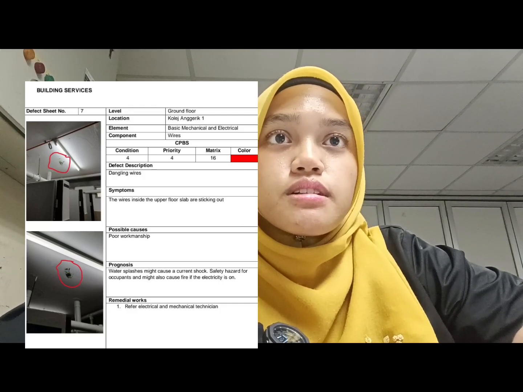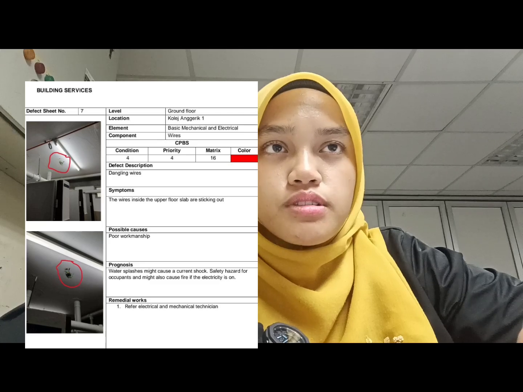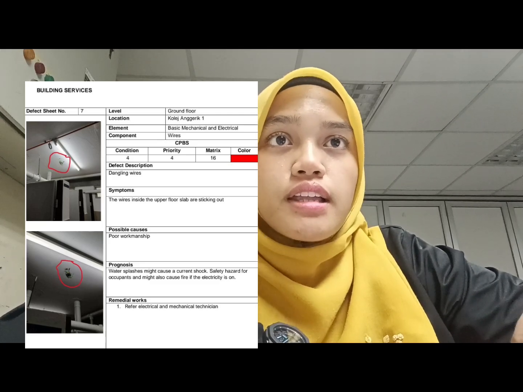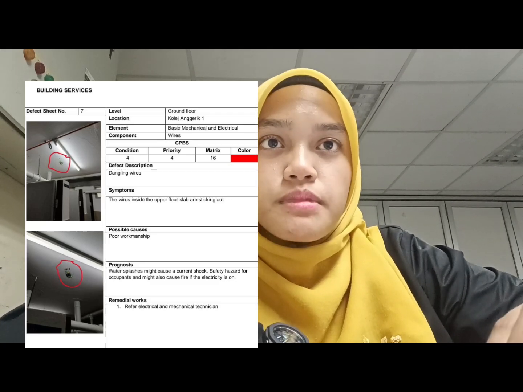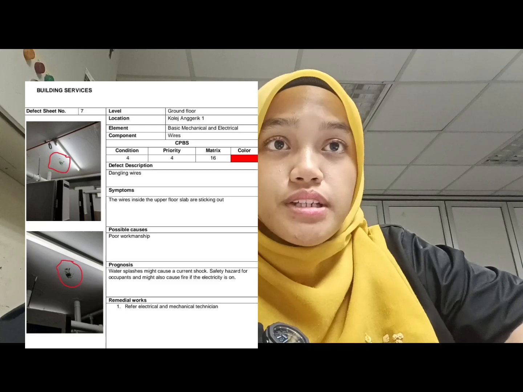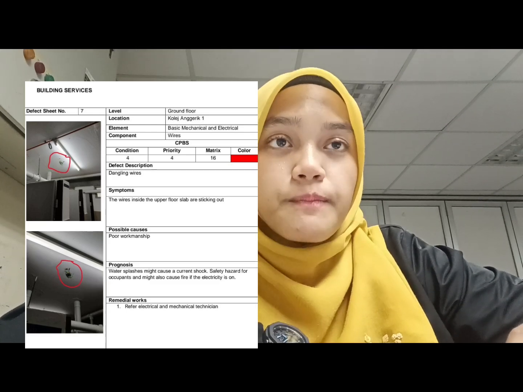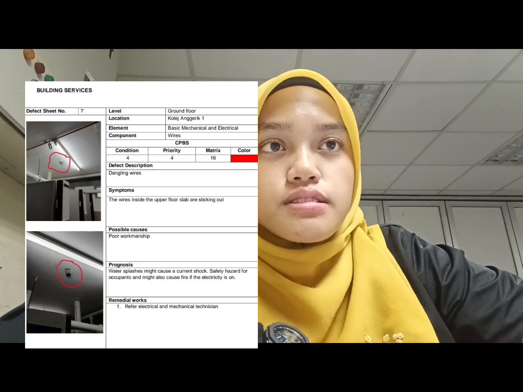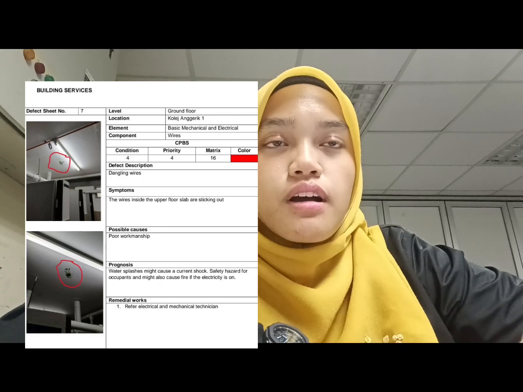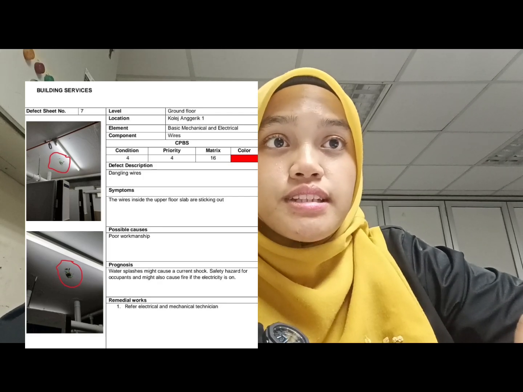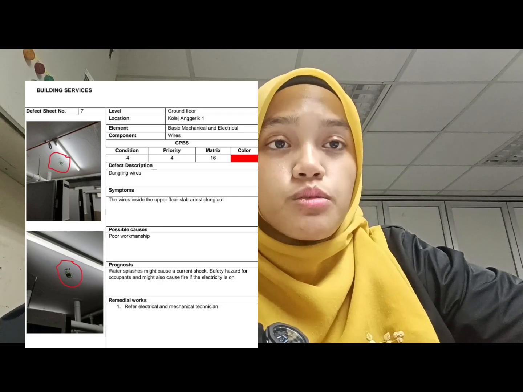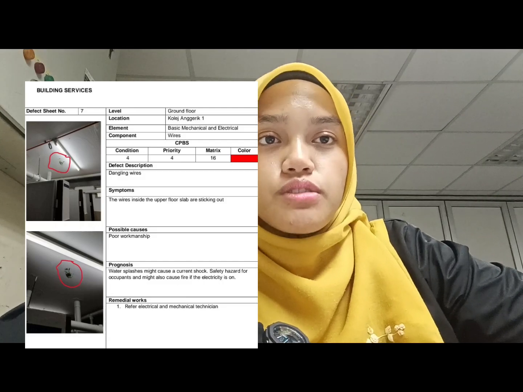The symptoms is the wires inside the upper floor slabs are sticking out, and the possible causes is poor workmanship. And the prognosis is water splashes might cause a current shock, and the safety hazard for occupants and might also cause fire if the electricity is on. And the remedial works is very simple, which is refer to an electrician.